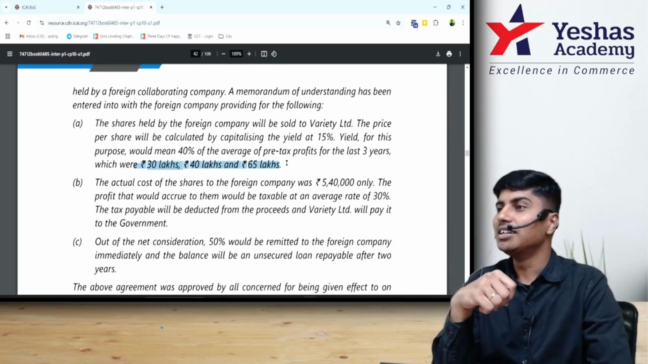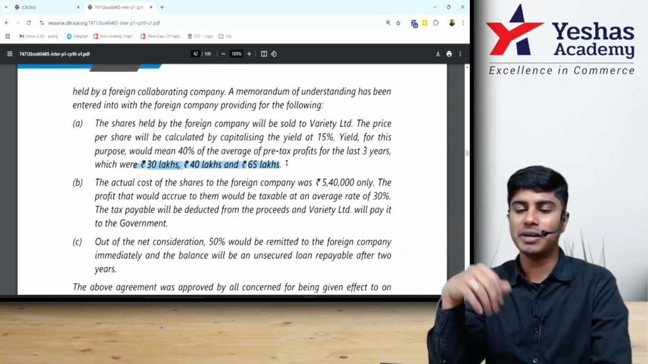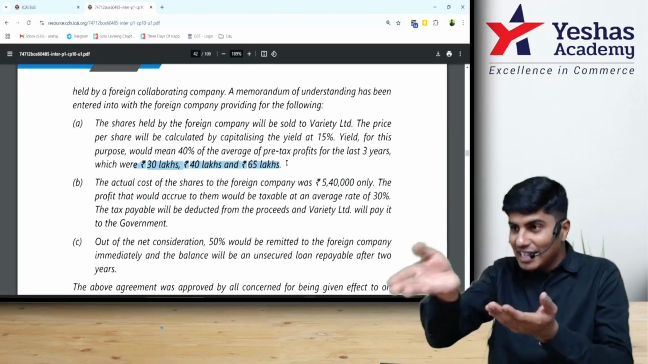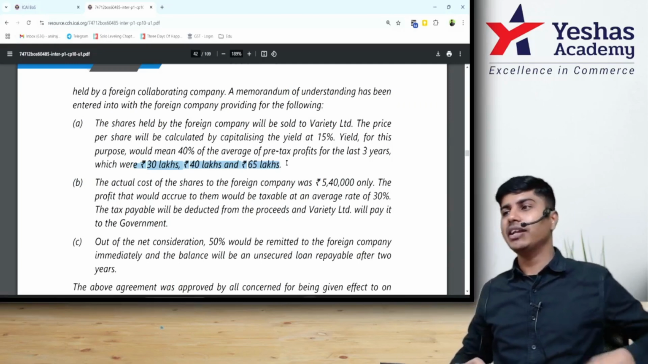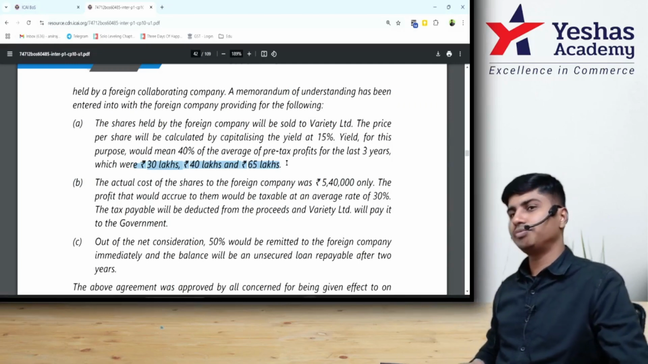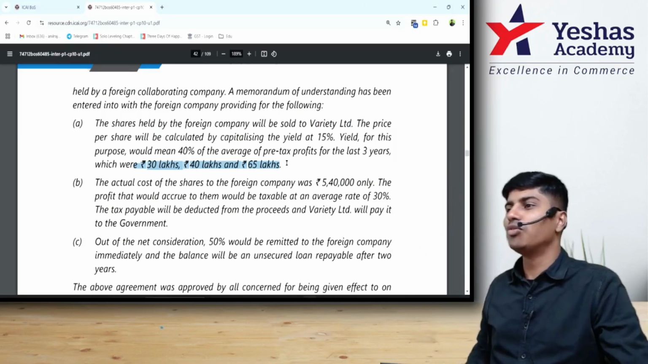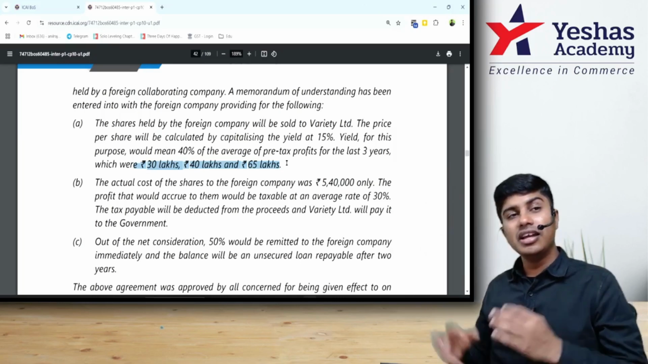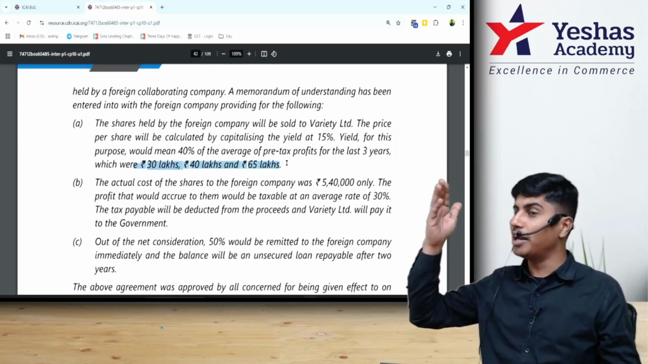They're telling us capitalization is 15% of yield. That yield is 18 lakh. How much is capital? Divided by 15 into 100. 18 lakh divided by 15 into 100. 120 lakhs is the total company value, in which I already own 46%. So that foreign collaborator has 54%.